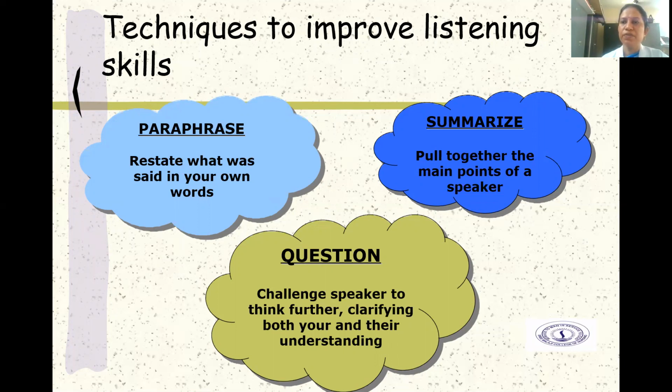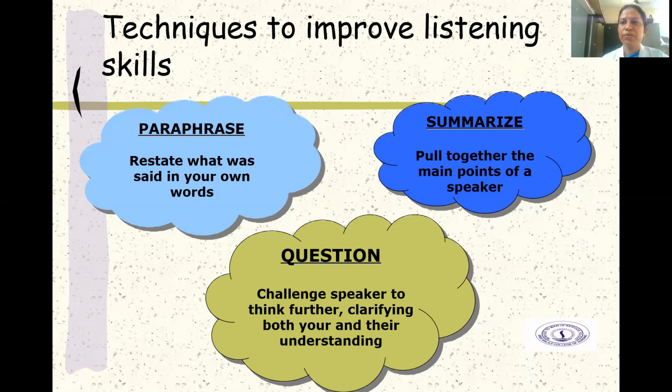Paraphrase is when you listen to something and repeat it in your own words, whatever you have listened to from the teacher. Second, you summarize whatever was taught to you. Sit and summarize the topic in a written or spoken format. Then you will have some doubts. When you have a doubt, go and question the teacher. Challenge the speaker to think further, clarifying both your and their understanding.